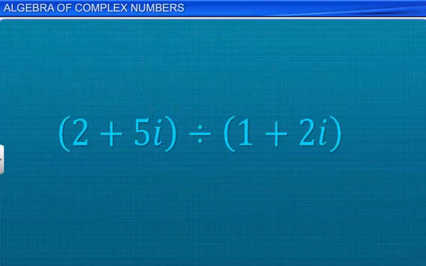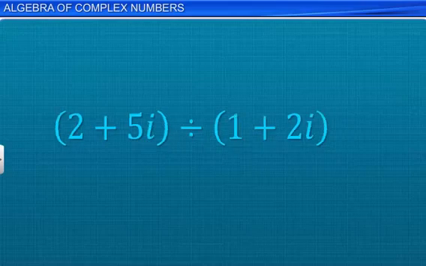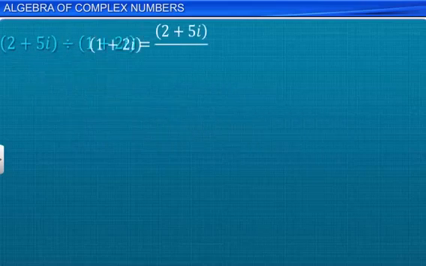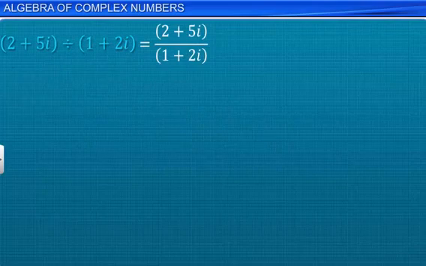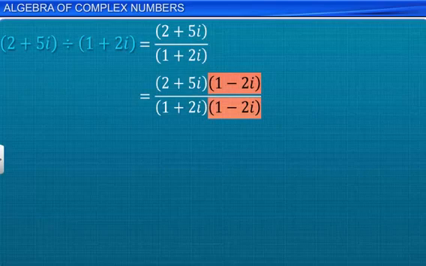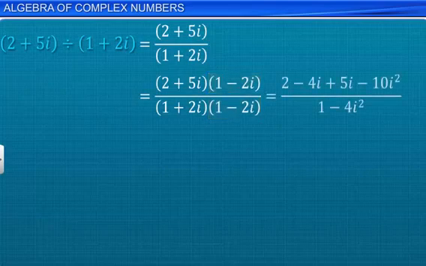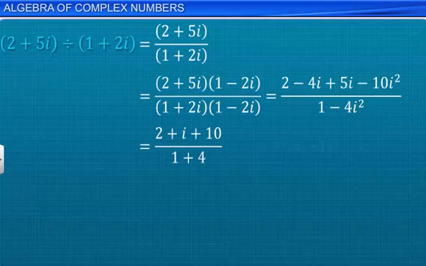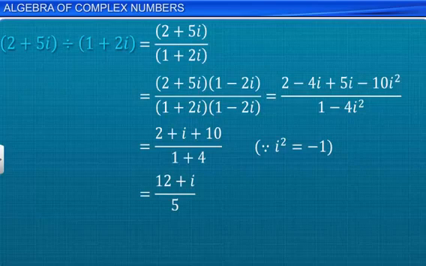Let's divide 2 plus 5i by 1 plus 2i. The multiplicative inverse of 1 plus 2i is 1 divided by 1 plus 2i. Now, we'll multiply the numerator and the denominator by 1 minus 2i. We know that i squared is equal to minus 1. On simplifying, the quotient is equal to 1 divided by 5 multiplied by 12 plus i.